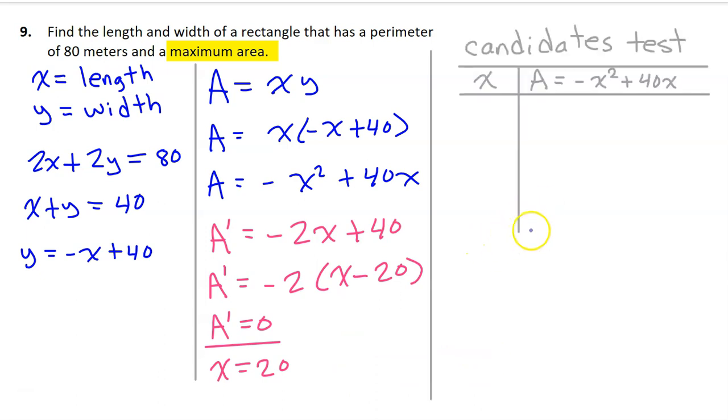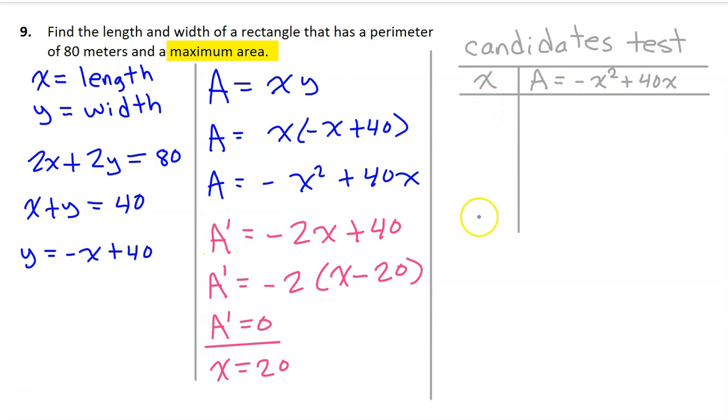Since I did all of the other problems with a sign chart, I'm going to do the candidates test this time. For the candidates test, go ahead and label it as a candidates test, and really it's just an old school t-chart. So on the left side we're going to have x values, these are the candidates. On the right hand side we're going to have the expression that we are trying to maximize or minimize, in this case the area. So notice that we're not doing A prime, it is just A.